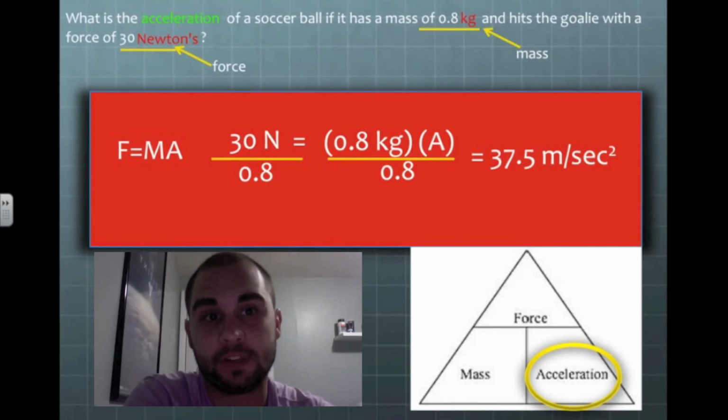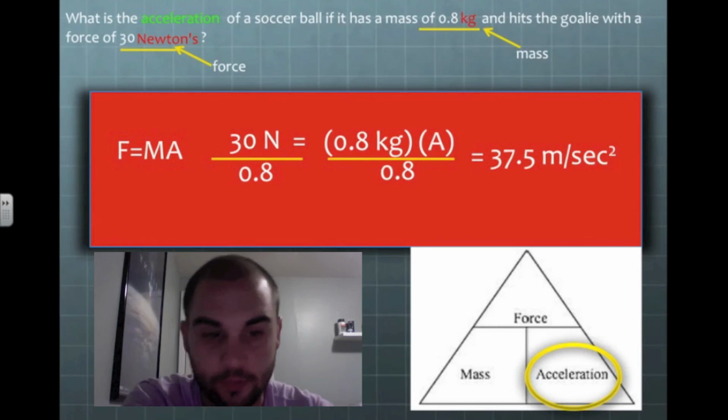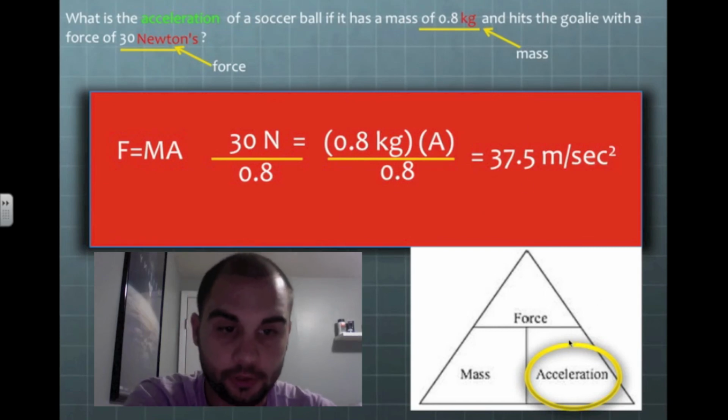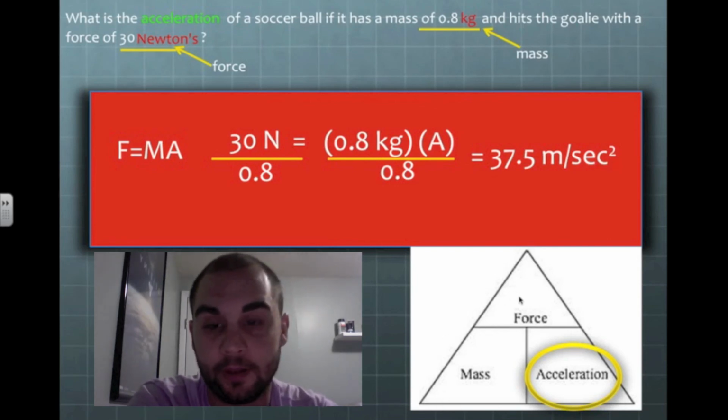That's how Newton's second law works. That's how Newton's second law is tied to force, mass, and acceleration. And that's how you solve problems with force, mass, and acceleration. You need to memorize this little triangle down here, and once you have that down, these problems shouldn't be a problem for you. Pretty simple.